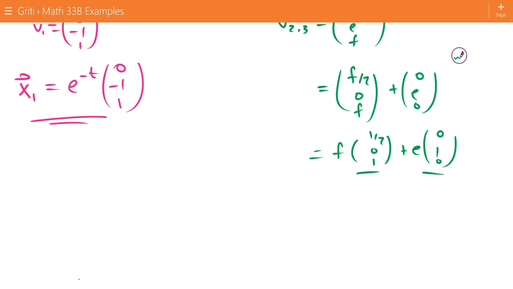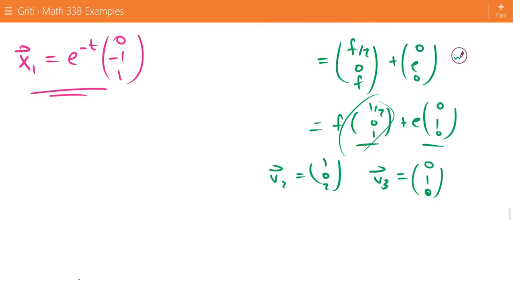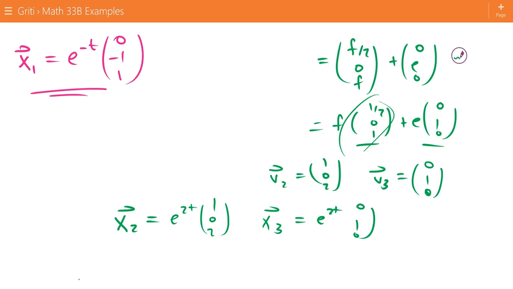So that means v2 is equal to a scalar multiple of this. We'll just multiply this by 2, so we get (1, 0, 2). And v3 equals a scalar multiple of that. We'll just use (0, 1, 0). And that means our x2 equals e to the 2t times (1, 0, 2). And x3 equals e to the 2t times (0, 1, 0).